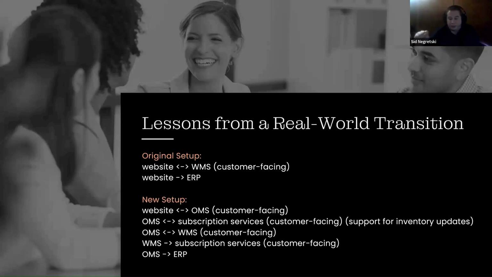The alternative architecture they went towards, which is very interesting on its own, is the one below, the new setup. They had to introduce a new entity called an order management system. Now they had communication between the website and the order management system. They had separate communication, which I will talk about in a second, between the order management system and subscription services. In addition, they had communication with the warehouse, obviously to ship the stuff. They also had to apply a Band-Aid between the WMS, the warehouse, and the subscription services. And finally, they submitted the whole thing over into the ERP system.